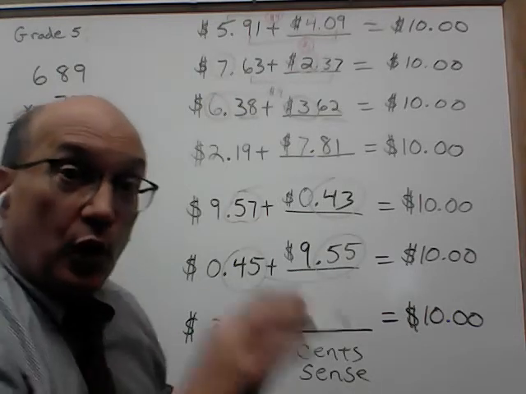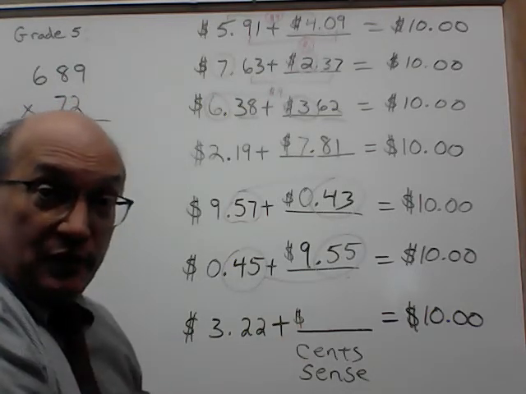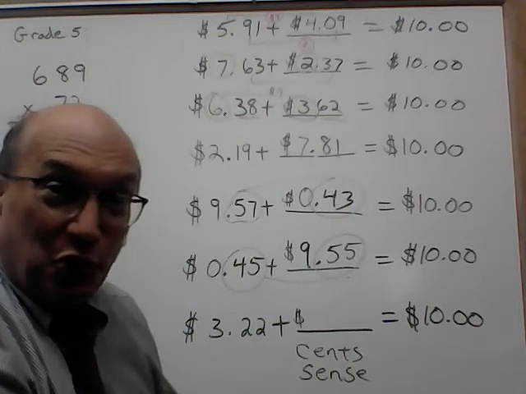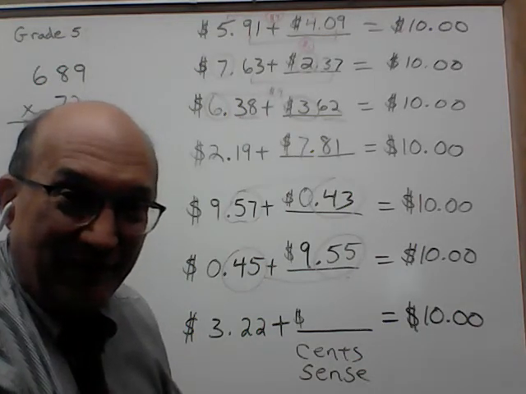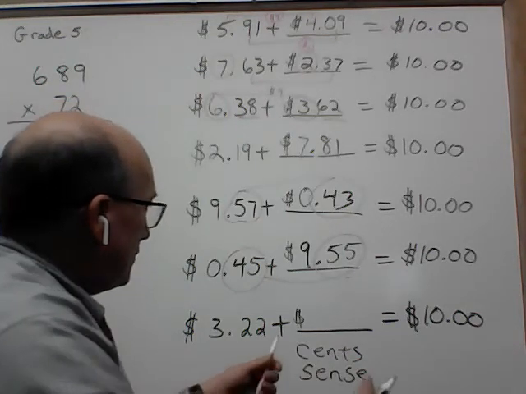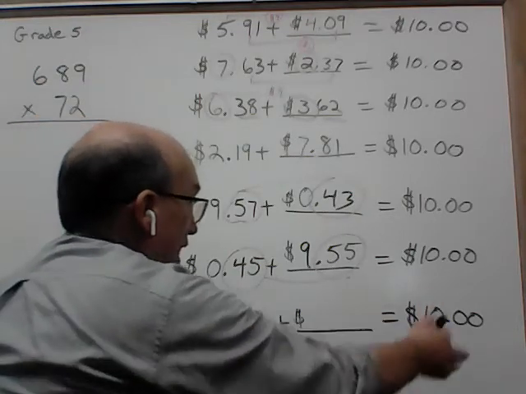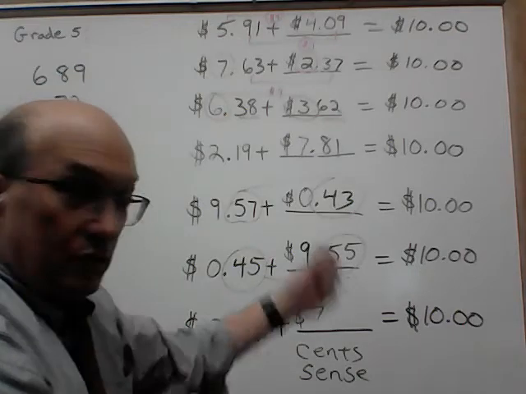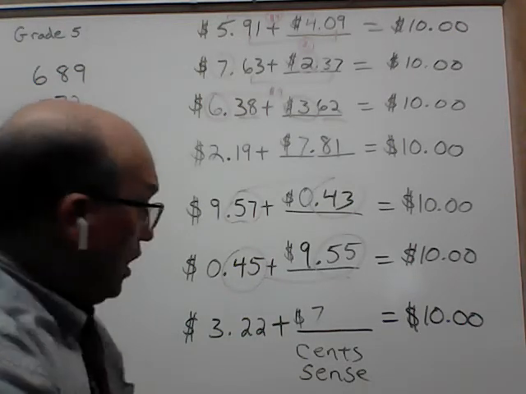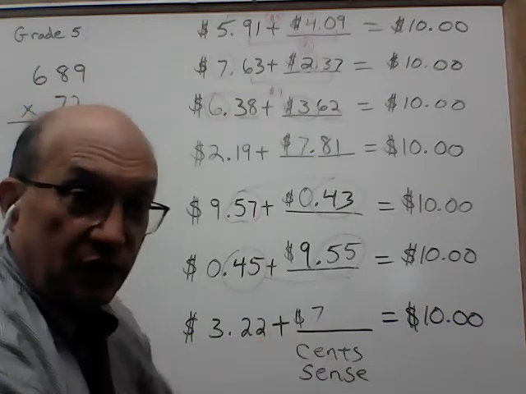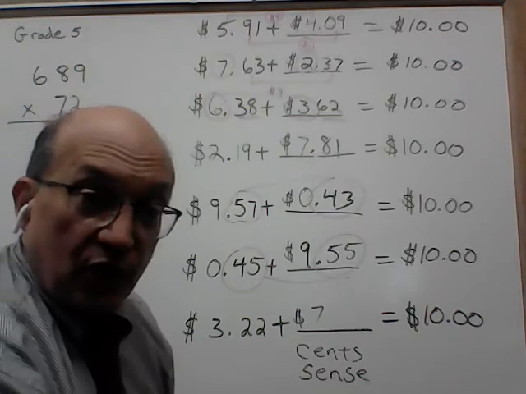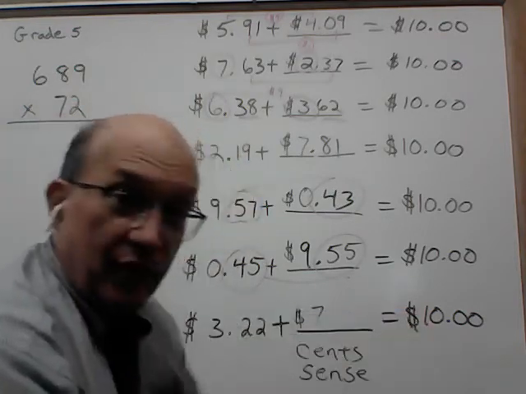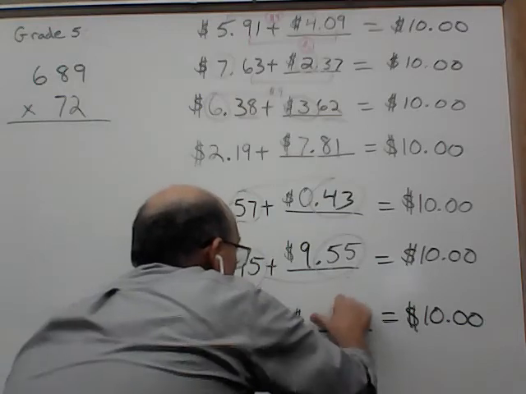$3.22 you spent. You are not going to get back $7. The store would be losing money that way, right? Because these two amounts are adding to $10. If you try to put a $7 there, well, you're instantly already above $10. $3.22 plus $7 is $10.22, but you only gave the cashier $10, so that doesn't work, right?